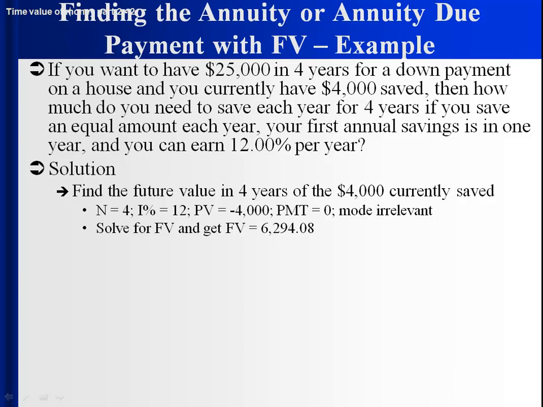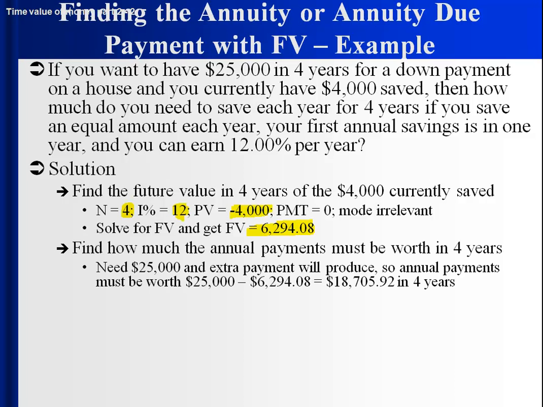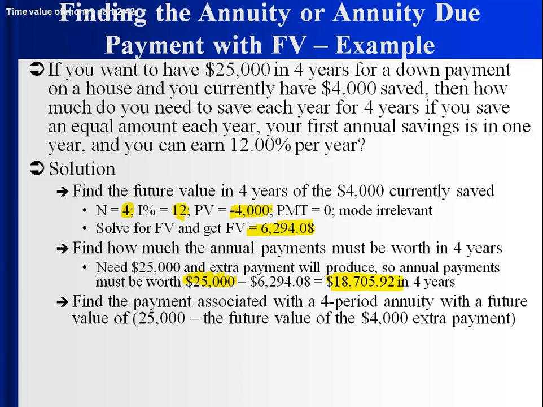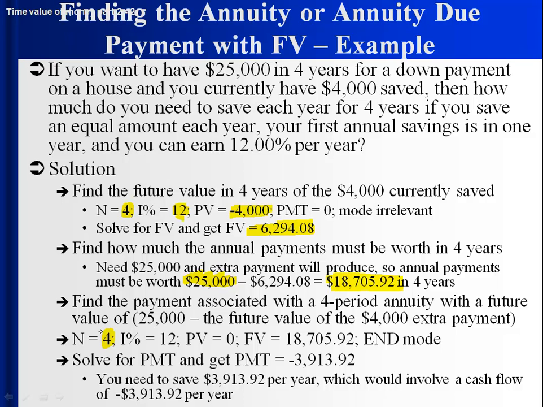So we know that 4,000 invested at 12% would compound to $6,294 four years later. Therefore, the regular payments need to get us the other $18,705.92 in order for us to achieve our goal of 25,000. So now we just have to find the payment associated with the 4-period annuity that'll get us to $18,705.92. With 4 payments starting in 1 year, a future value of $18,705.92, and 12% earnings, each of those payments is $3,913.92.